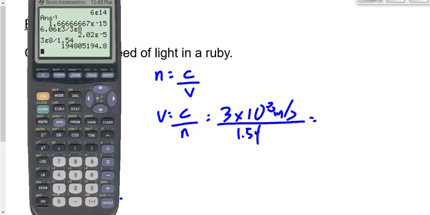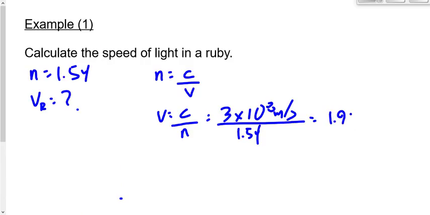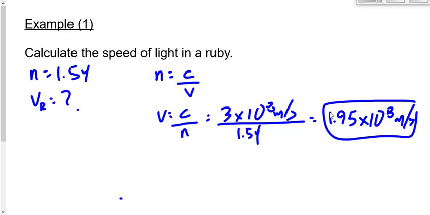That gives me 1.95 times 10 to the 8 meters per second. So clearly light is slowed down by quite a bit when it goes into the ruby.